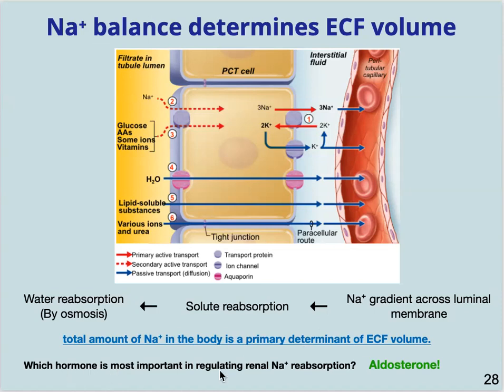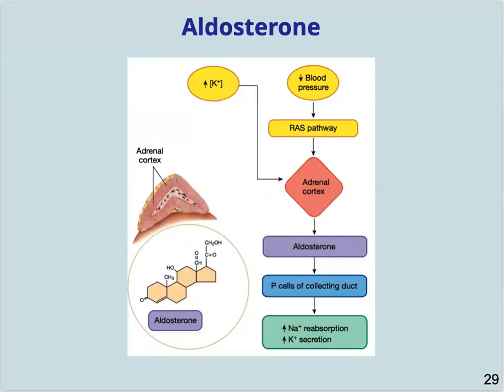So which hormone is the most important in regulating renal sodium reabsorption? The answer is aldosterone. You may recall from the endocrine system chapter that aldosterone is a steroid hormone synthesized in the adrenal cortex. And its trigger is hypotension, a drop in blood pressure. Alternatively, it's also triggered by a rise in plasma concentration of potassium. So when you experience a drop in blood pressure, it activates a complex cascade of events called the renin-angiotensin-aldosterone system, which we'll talk about soon. This pathway eventually stimulates the adrenal cortex to release aldosterone.